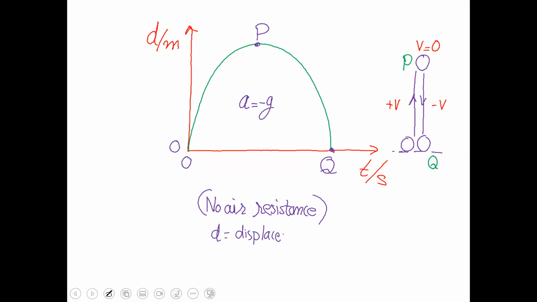There's no air resistance, sir. There is no air resistance. That is why you can see acceleration is equal to g.